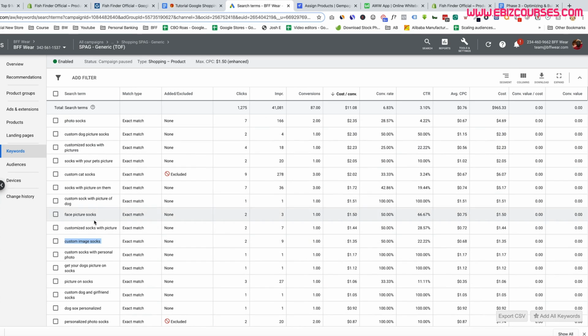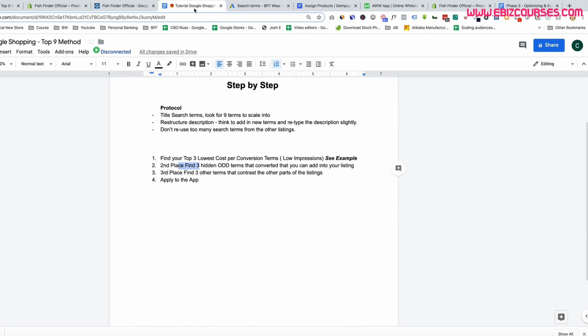And so you're just going to go through and pick one of these that has a good amount of conversions, especially a low cost per conversion, and see if you can start ranking more into this and really starting to explode. So socks with pictures on them. This is another one I would definitely put into my listing. And so I have some already really good ideas, and these are just little things that we're going to be putting into our listing. For our third place, we're going to kind of rinse and repeat what we did in the second place. We're going to find another 3 terms, maybe that aren't completely different, because it's going to be kind of hard since we're really selling one product.